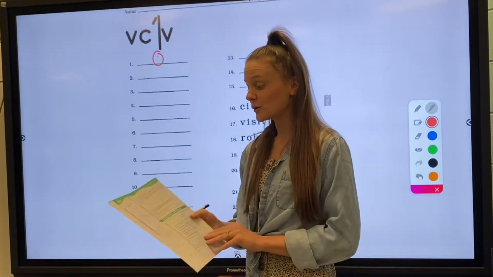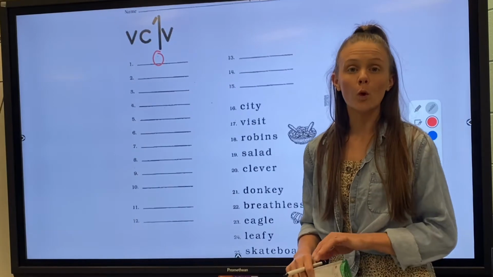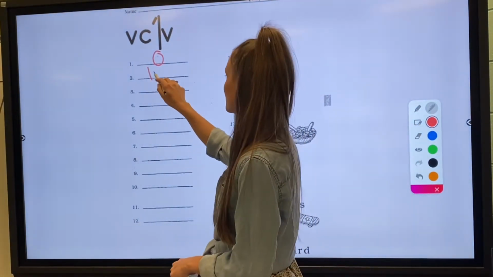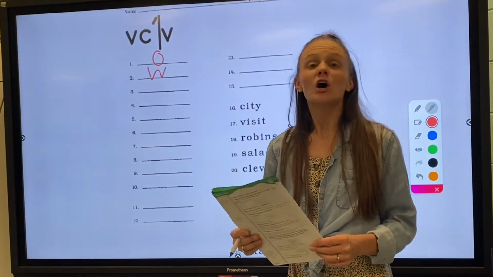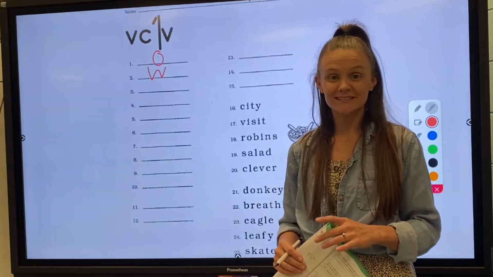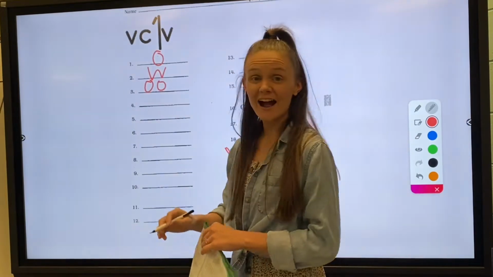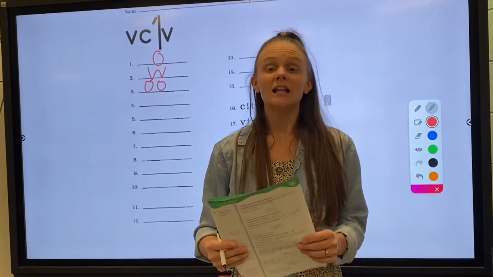For number 2, my letter sound is w. Yes, letter W. For number 3, my letter sound is oo. Ooh. That's the O digraph.